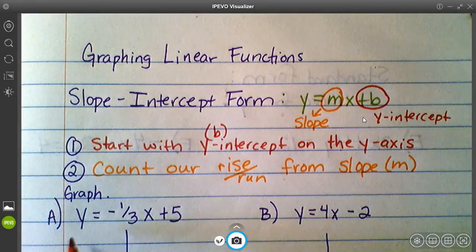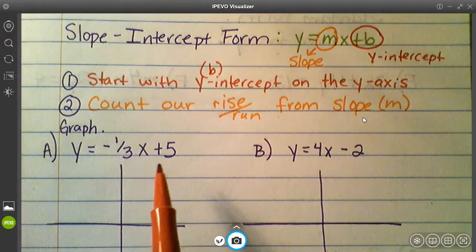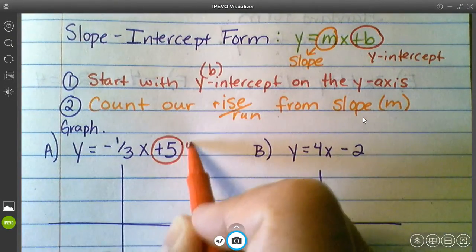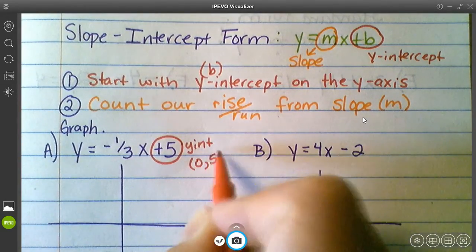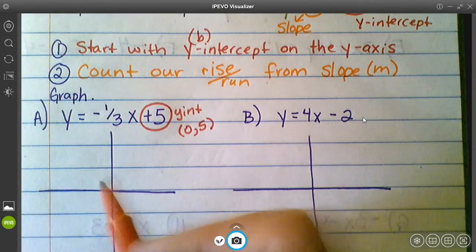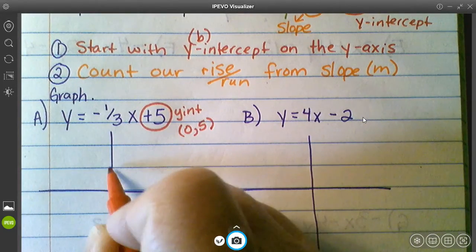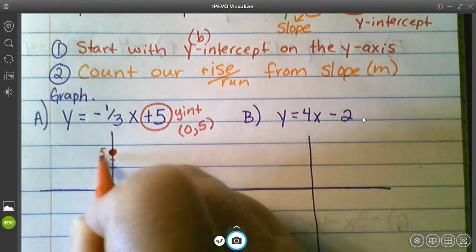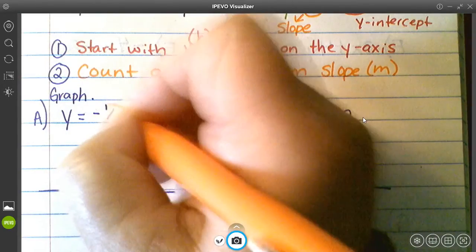All right, so if we take a look right here, we have y equals negative 1/3 x plus 5. So 5 is our y-intercept, and this is where we're going to start at the point (0, 5). So I have my little sketched out coordinate plane here. Some say 1, 2, 3, 4, 5 is my starting point. And then I have to look at my slope, so my rise over my run.